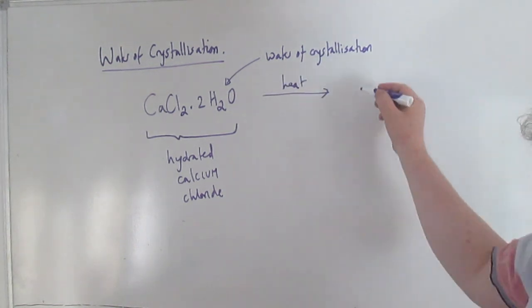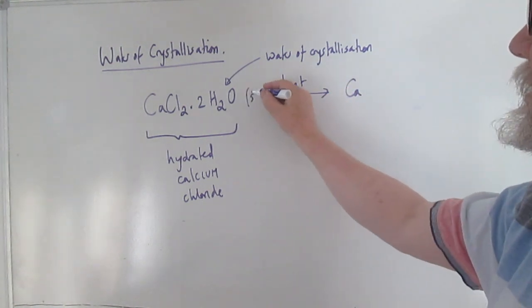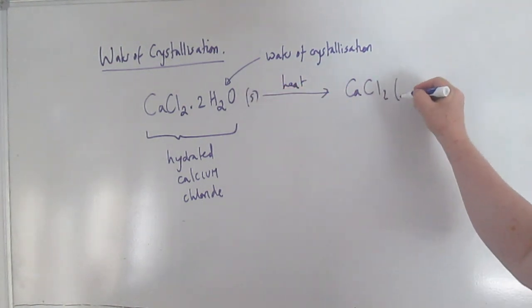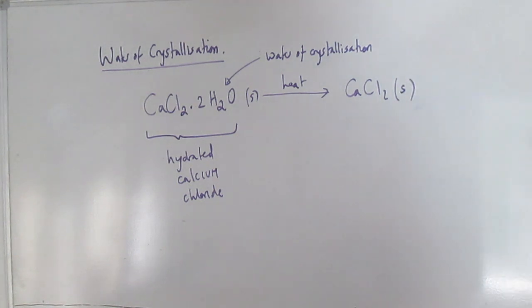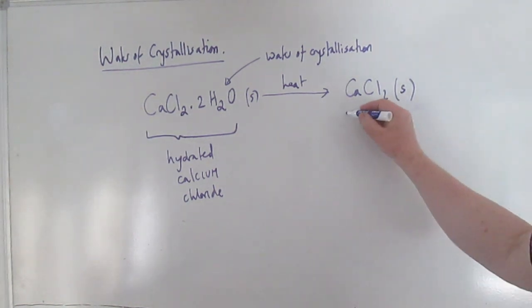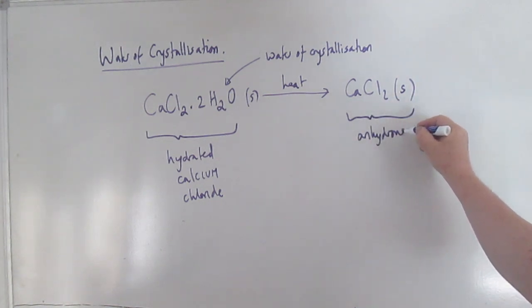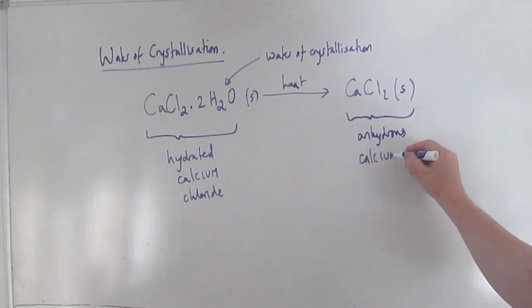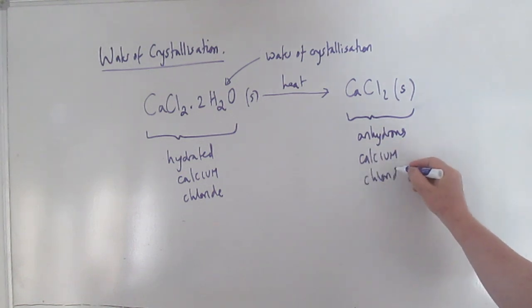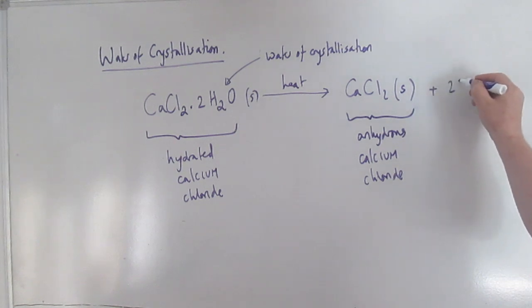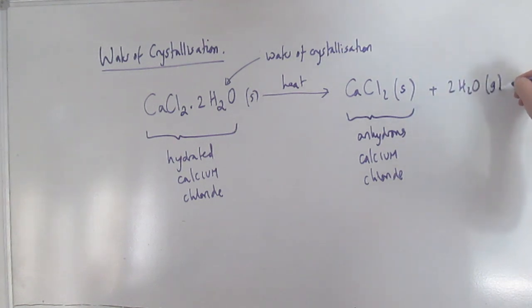So if you heat it up, you can get a version of the compound that has no water of crystallization, which is then called the anhydrous compound, so anhydrous calcium chloride. And the water of crystallization is removed as steam, which just boils away. And of course, if you do that in an open container, the mass goes down because the steam disappears off into the air.